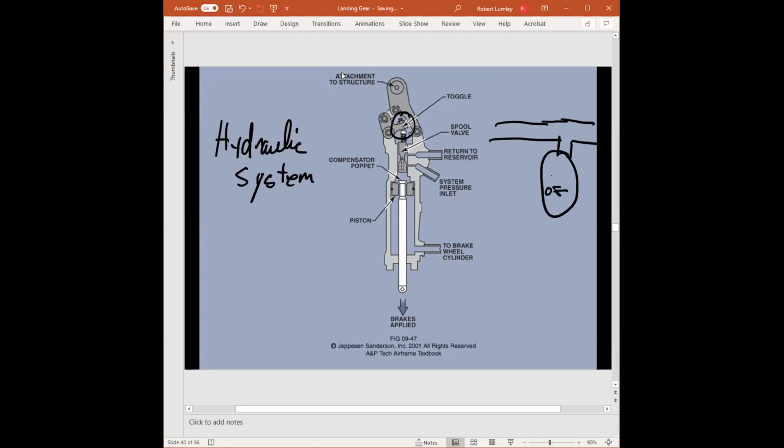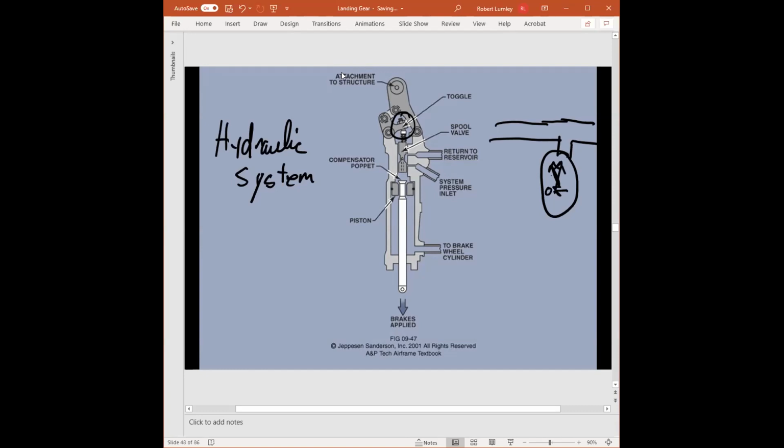Then we'll tell someone to go in, pressurize the hydraulic system, and say, okay, apply the brakes. When we apply the brakes here, we will get a pressure reading. If we need to increase it, we can adjust this toggle to increase how soon the spool valve will apply pressure. So then we'll get more pressure here.